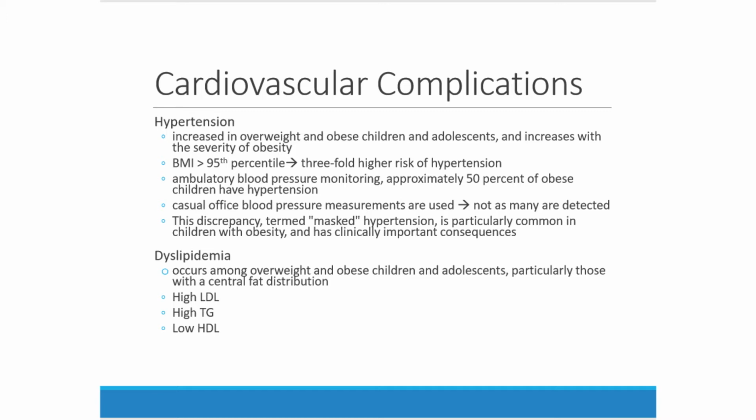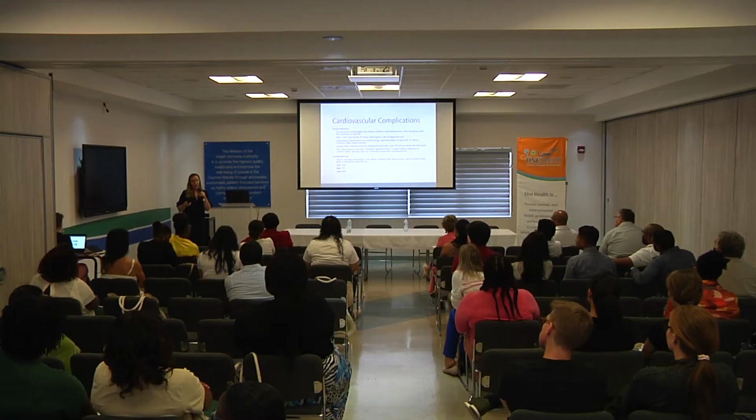You can see a lot of dyslipidemia in these kids too, and again, it occurs amongst overweight and obese kids, especially the ones that have central fat distribution. The typical lipid profile you get, you see a very high LDL, a high triglyceride, and a low HDL.